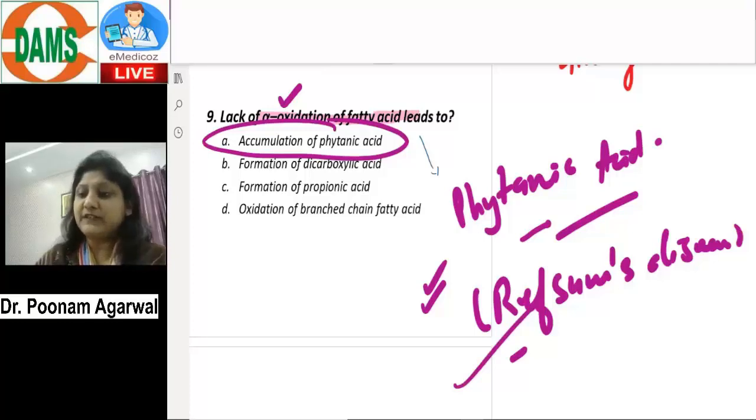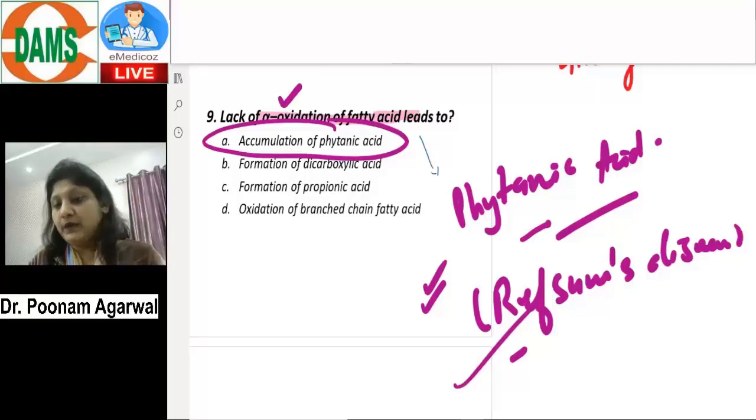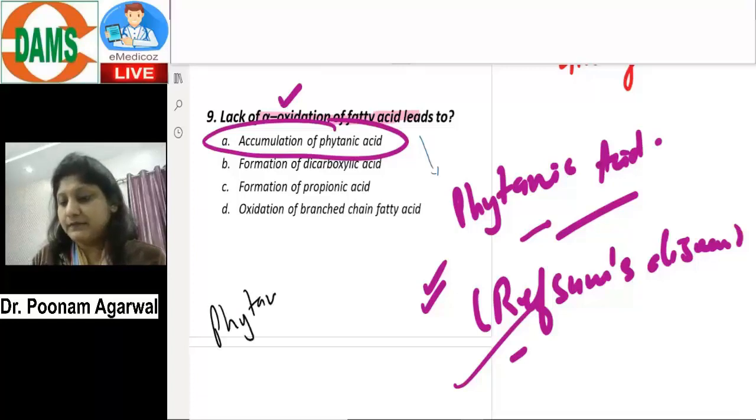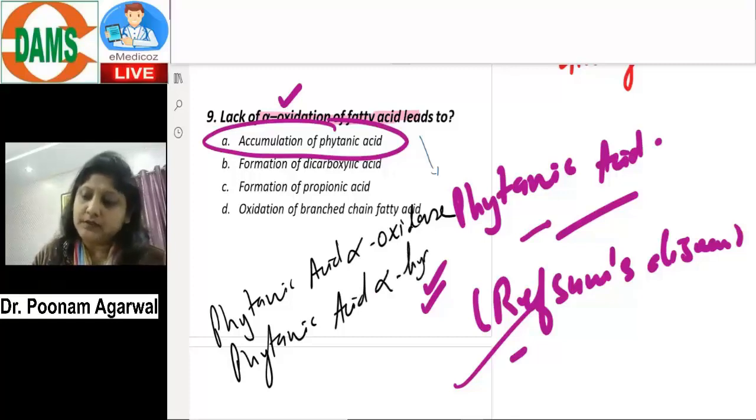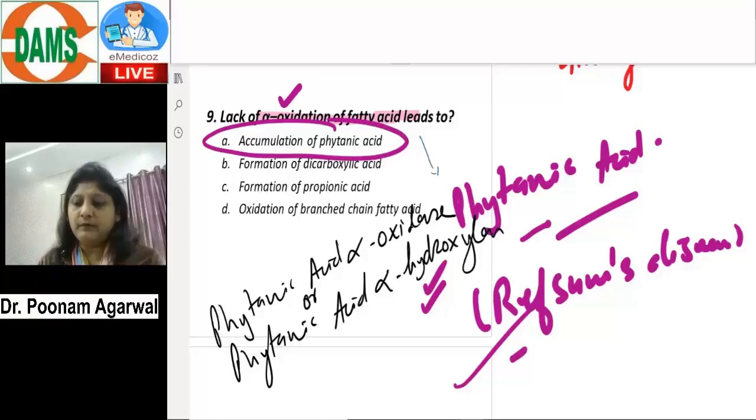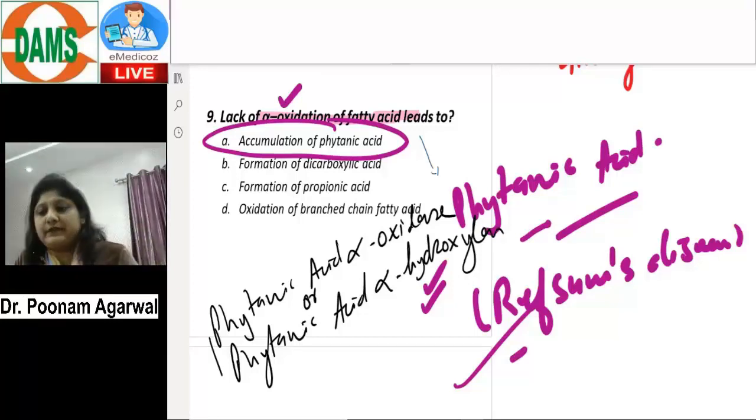And the enzyme which is defective in this alpha oxidation is which one? It's the phytanic acid alpha oxidase enzyme, or phytanic acid alpha hydroxylase enzyme. So it's the same, a synonym: phytanic acid alpha oxidase or hydroxylase enzyme, which is deficient in Refsum's disease.